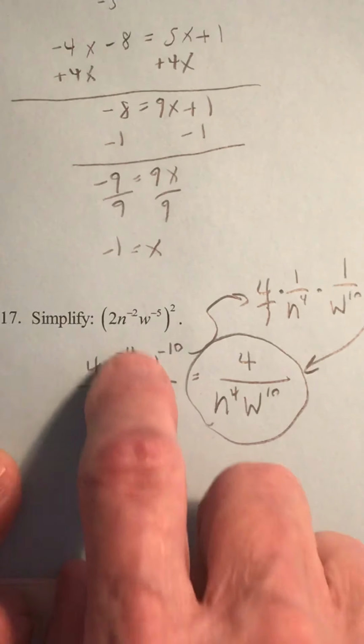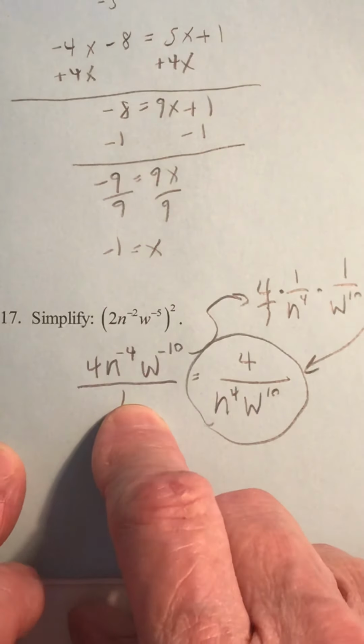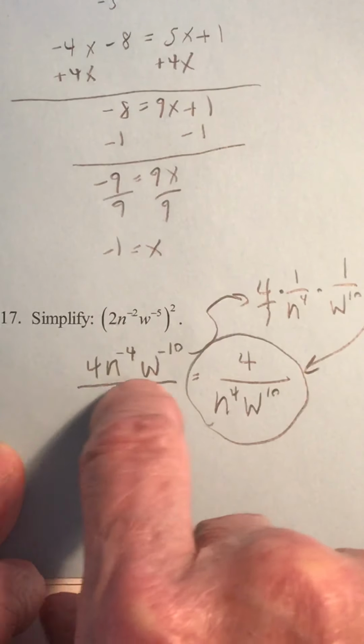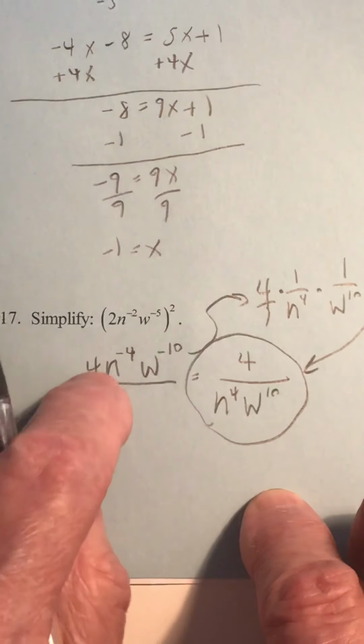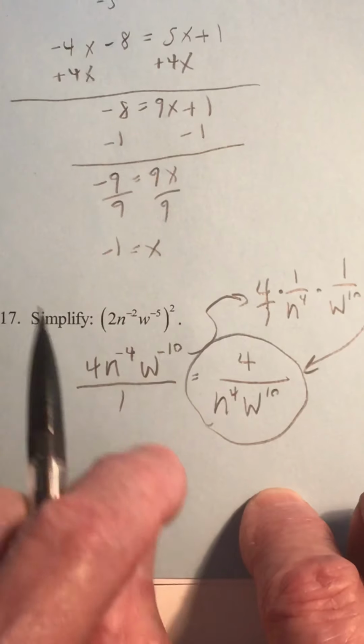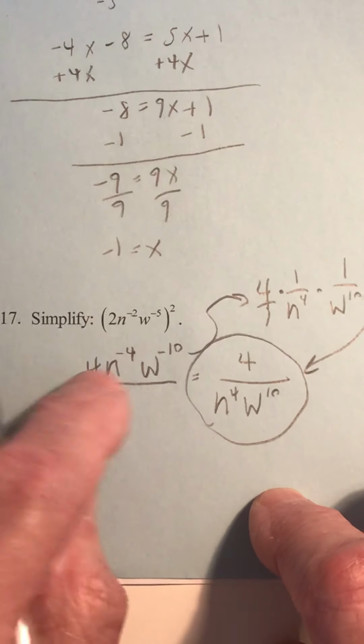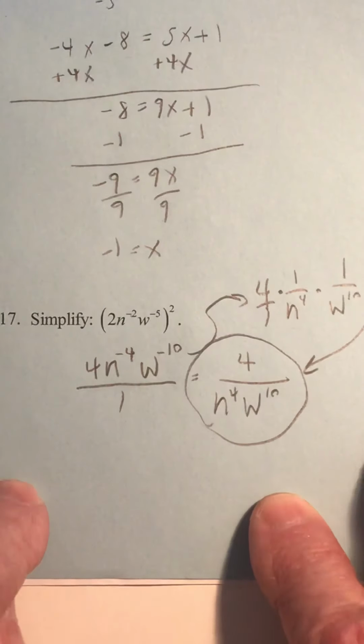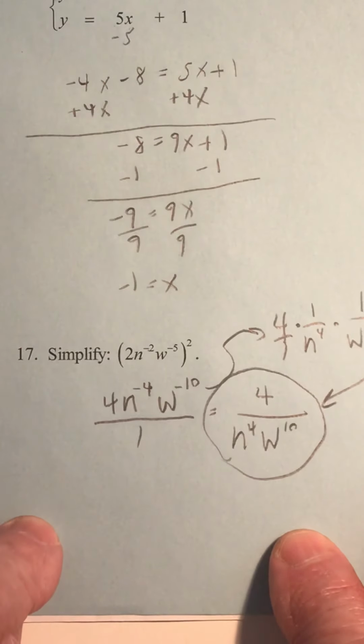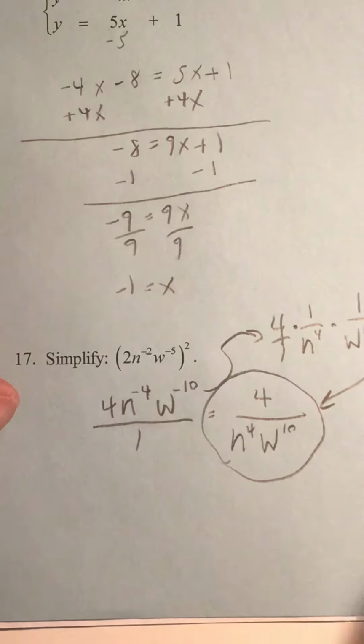Remember, you can do that jump across the bar shortcut as long as there's no plus signs or minus signs in between your terms. If everything's being multiplied, top and bottom, there's no adding or subtracting of terms, then you can just move stuff across the bar. Okay, that's the end of page 4.